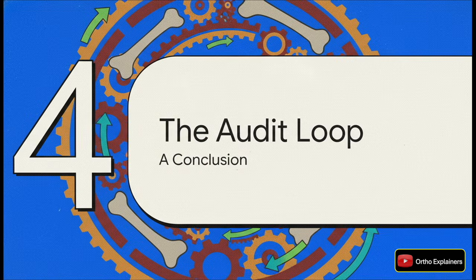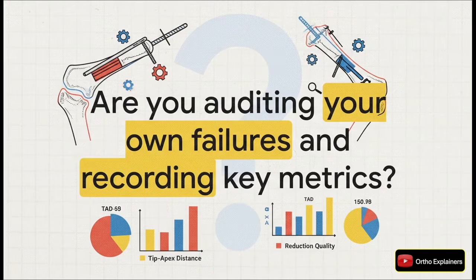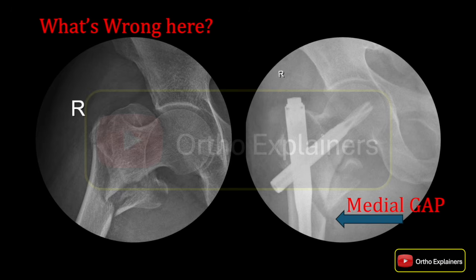All right, let's bring it all home. How do we take all this information and use it to create a real cycle of continuous improvement in our own practice? And that brings me to my final and maybe the most important point. And it's really a question for you to take back to your own practice. Are you systematically and honestly auditing your own complications? Are you recording those key quality metrics like TAD and reduction quality?